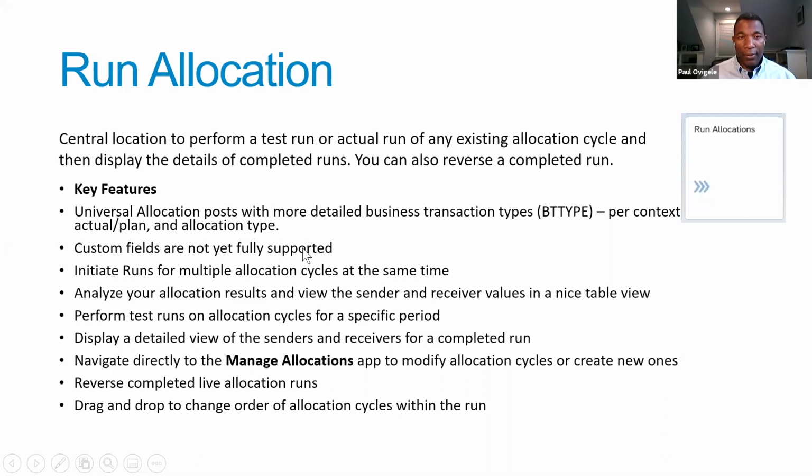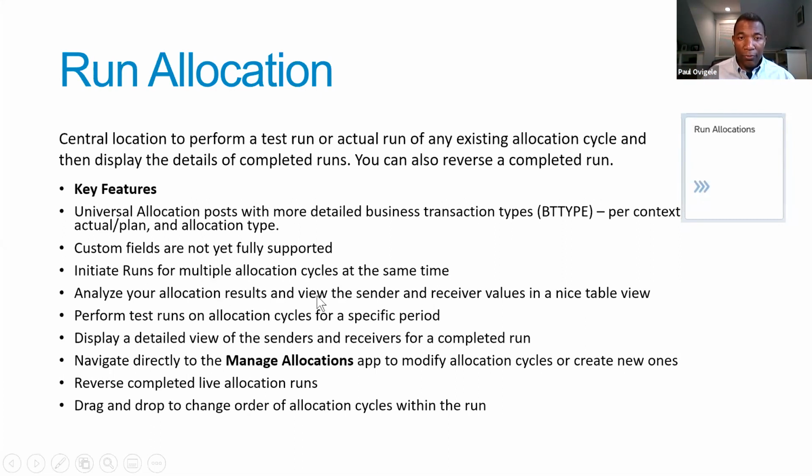Custom fields are not yet supported. You can have cycle groups where you initiate runs for multiple cycles at once. Those cycle groups, by the way, are created with the Global Accounting Hierarchy app, right? So that app, like I said, lets you create cost center, cost element, profit center groups, financial statement versions, anything that's a group or a set. And if you're grouping cycles together, that's also a group, and you create it with Global Accounting Hierarchies.